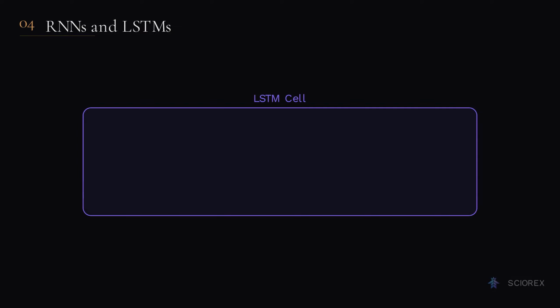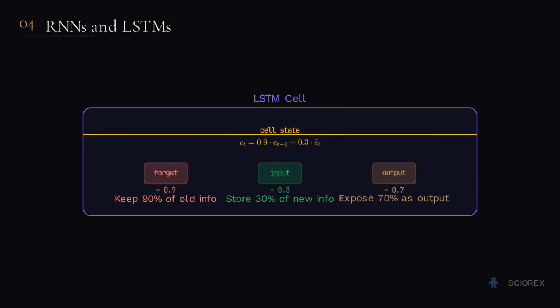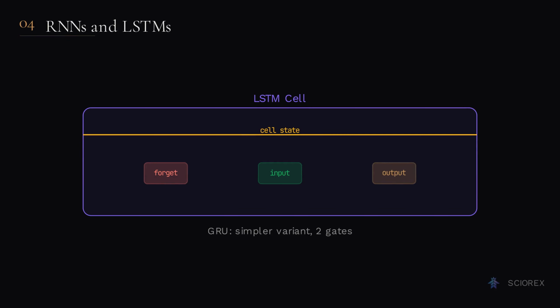LSTMs, long short-term memory networks, were designed to help. They had a separate cell state and 3 gating mechanisms. A forget gate that decides what old information to discard. An input gate that decides what new information to store. And an output gate that decides what to expose as the hidden state. GRUs, gated recurrent units, are a simpler variant with 2 gates instead of 3.